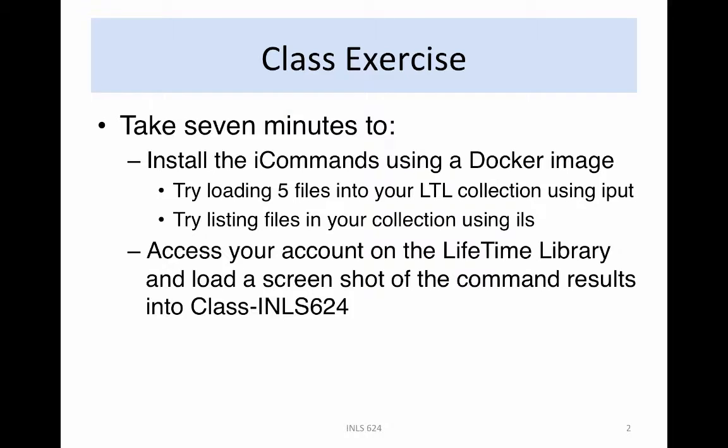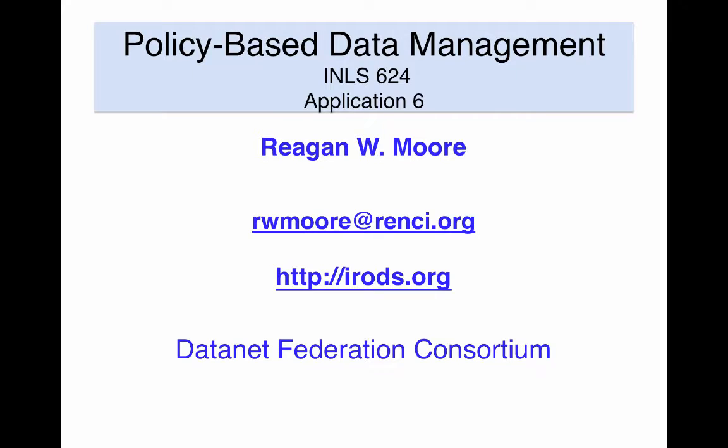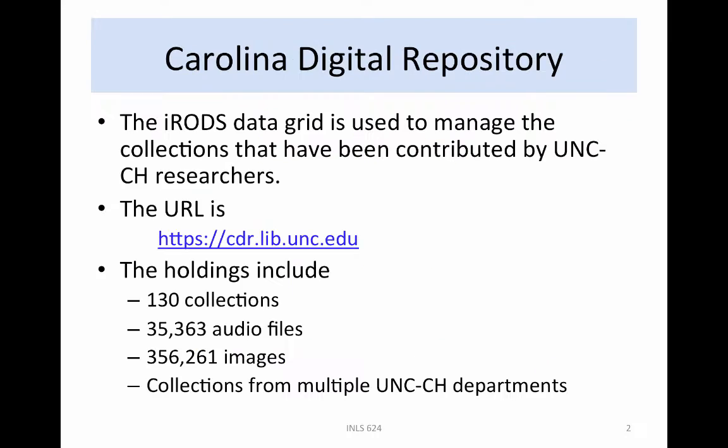The University of North Carolina at Chapel Hill provides a repository for researchers. The Carolina Digital Repository, or CDR, has been in production use for 5 years. The Carolina Digital Repository manages collections for UNC researchers from multiple departments. The goal is to ensure long-term access and safekeeping for scholarly works.